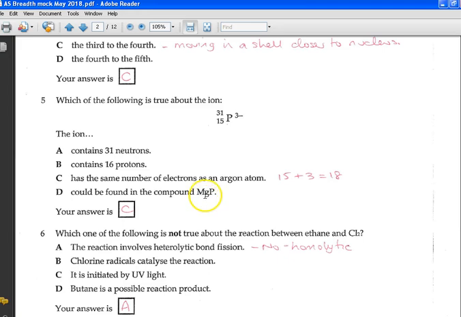Could be found in the compound magnesium, I don't know what that would be, phosphide. If this is 3-, magnesium is 2+, then obviously the formula would not be MgP. So it's got the same number of electrons as an argon atom, because 15 here, we've gained 3 electrons, haven't we? So that's quite true. It's got 18 electrons.